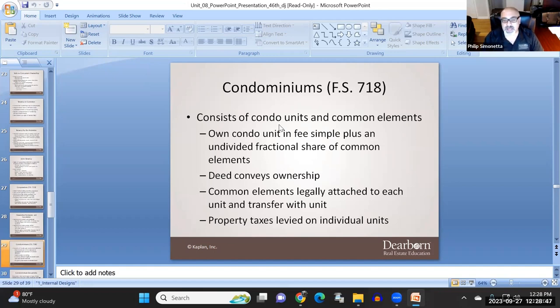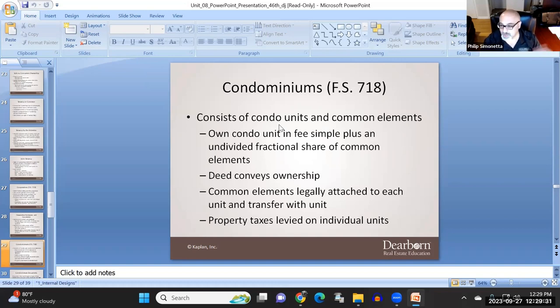Okay. Now, condos consist of condo units and common elements. A co-op and a condo, if you look at them, they look the same. They're buildings with units in them. The difference is the paper, the structure, and how it's set up, right? The co-op is a proprietary lease, it's a corporation. When you buy a condo, it's just like buying a house. It's fee simple. You get a fee simple deed plus an undivided fractional share of the common elements, the pool, the weight room, the party rooms, all that. You get a share of that.